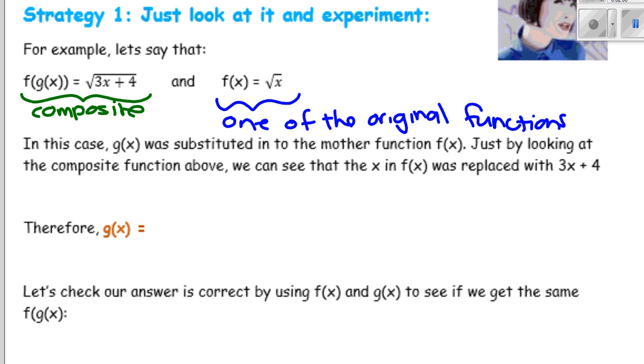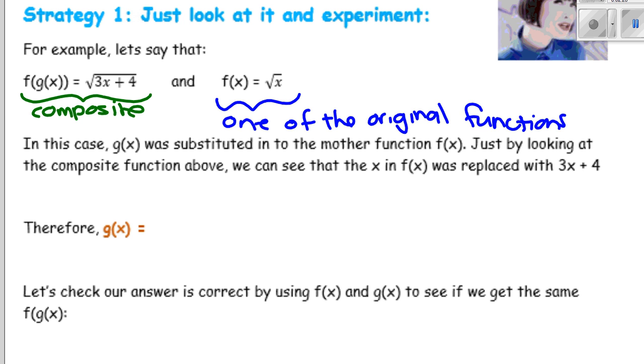So the mother. I kind of gave you the overall ones this time. I didn't give you the one that was subbed in. I gave you the parent function. But it's one of the original ones. They want us to find g of x, which is the other original function, which is the one that got subbed in to f. So g of x got subbed into f of x. So that's something you want to bear in mind.